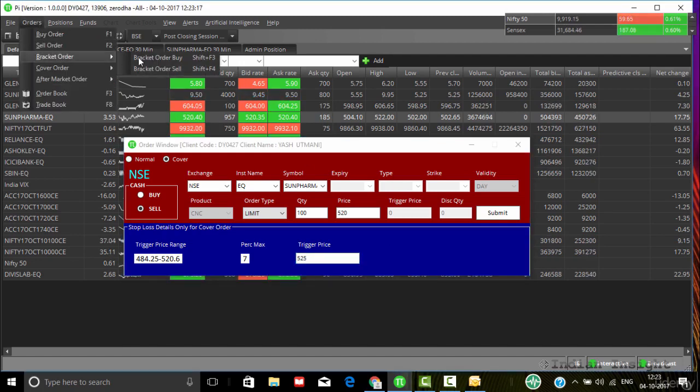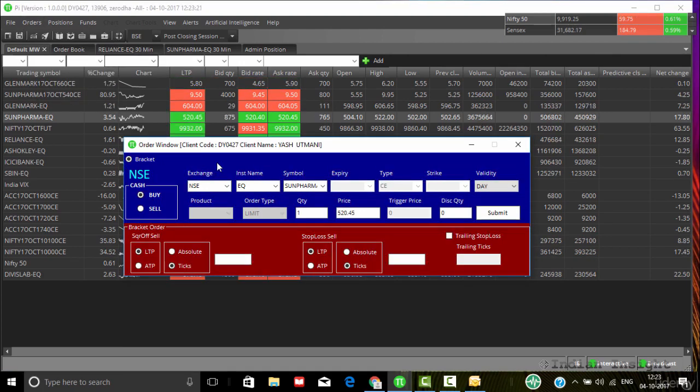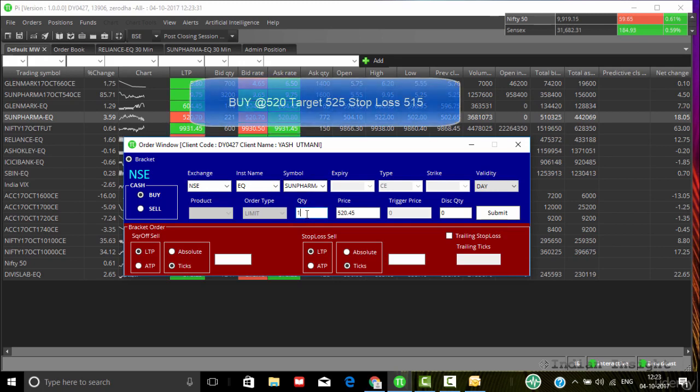So now what we are going to do is look at the next order type, which is the bracket order. Here is the bracket order buy. Again, you see these are similar fields. You select the exchange, select the security type, select the symbol of the security, you select the quantity. Let's say you want to buy 100 shares of Sun Pharma, and let's say you want to do so at price of 520. Now let's say you enter a trade where you go long 100 shares of Sun Pharma at 520 and you want to book your profits if the prices hit 525, and say you want to book a loss if the prices hit 515. So let's see how we can execute this order using the options we have here.